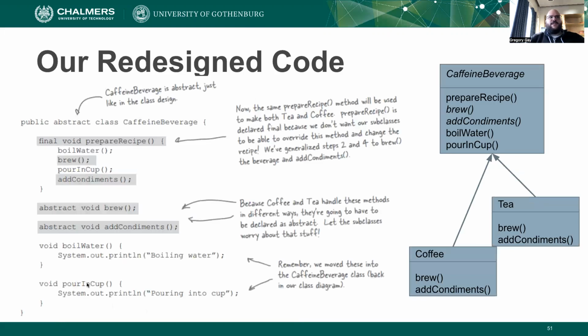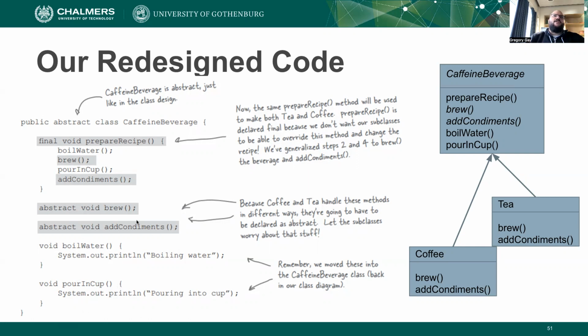Okay, so let's redesign our code a little bit. We've got our caffeine beverage here with this prepare recipe method, and it's got these 4 steps: boil water, brew, pour in cup, add condiments. 2 of these are shared: boil water and pour in a cup. Those are the same for both tea and coffee, so those are implemented in the parent.